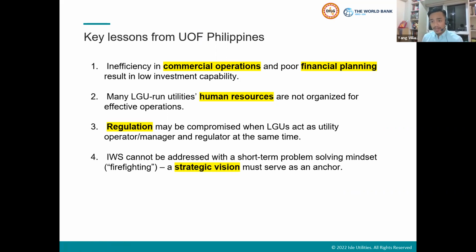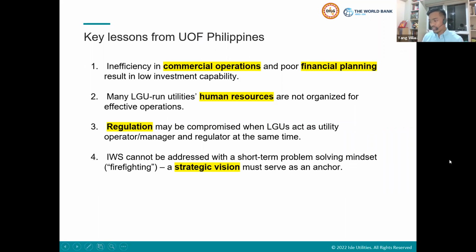And finally, it bears noting that IWS as a whole cannot be addressed with a firefighting mindset that is just focusing on short-term problem solving, leak here, low pressure here, low supply in this other area. Rather, what should serve as an anchor for these utilities is a long-term strategic vision. What do we really want to achieve in the next 5 years, and how are we going to achieve that?